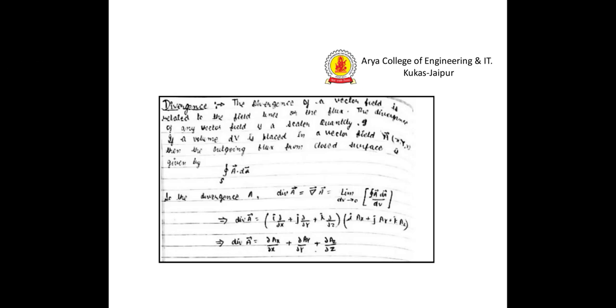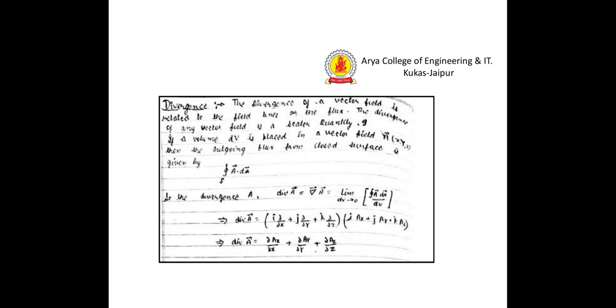Now we move to divergence. The divergence of a vector field is related to the field lines or the flux. The divergence of any vector field is a scalar quantity. This point has to be learned. The divergence of a vector quantity is a scalar quantity.